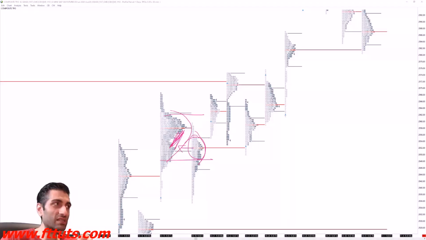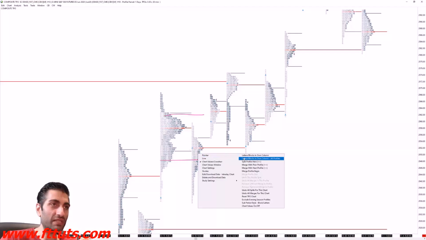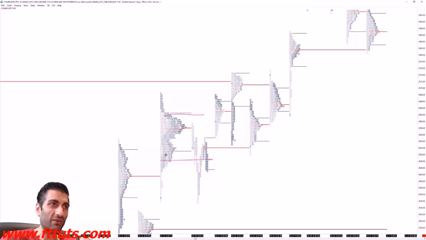And again, what did I say? You can test. If you're not sure, you can test it and you can see what was the market trying to achieve. So what do I mean by that? Split it out. Sorry, not split profile. Where we are. Letters blocked in their own column. Just split it out. It's obvious to me. What was the market trying to achieve?